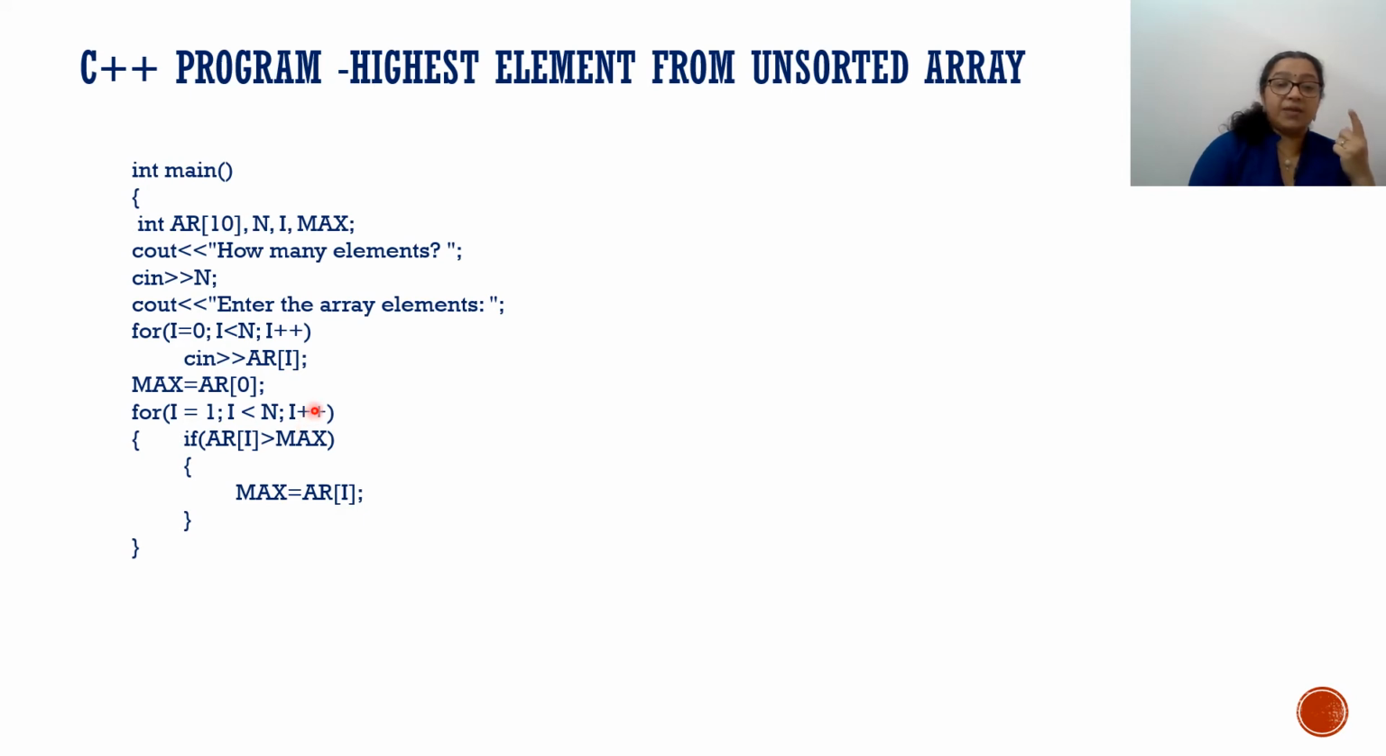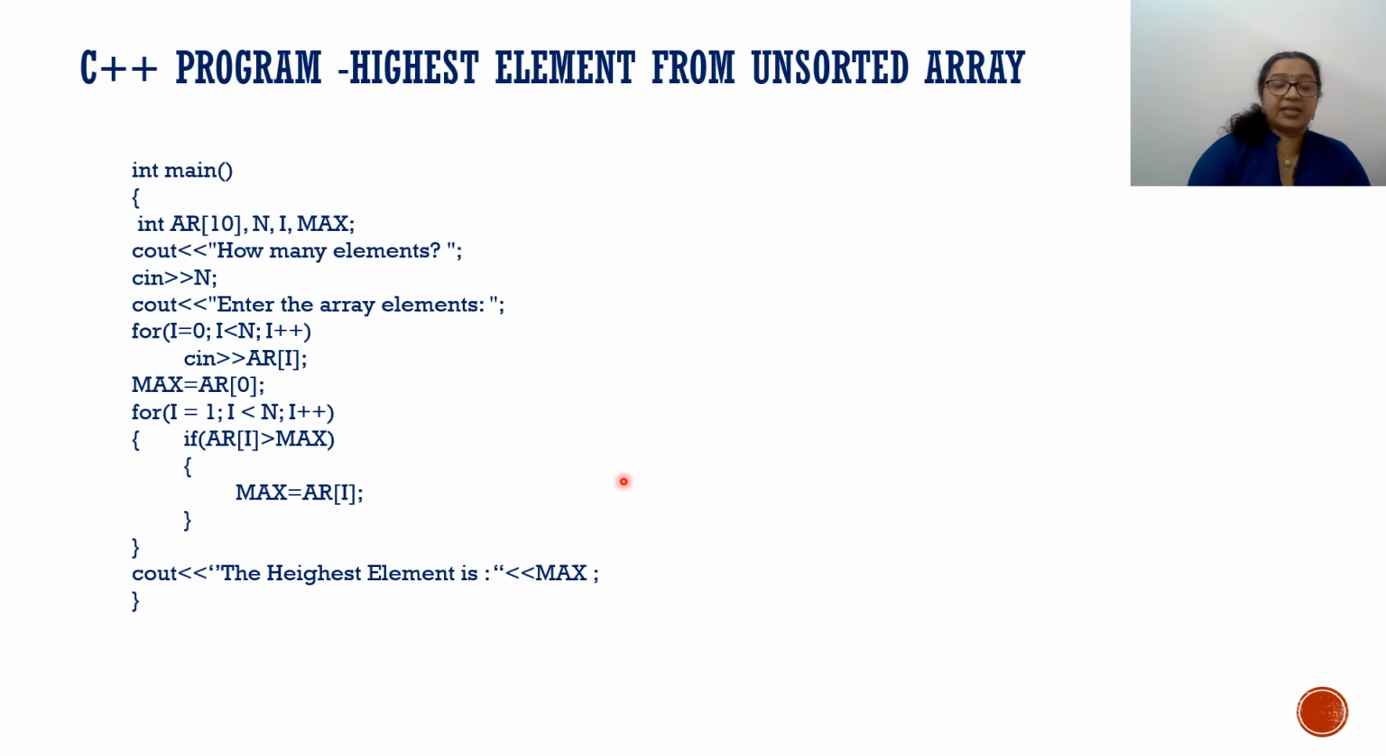Understood? Now I plus plus, I is 2 now. So we compare the third number with the max value, and if the third number is greater, we can override the max value. So this process will continue. If I reaches n, then we can print the max value. That is the highest element. So we got the highest element in max.